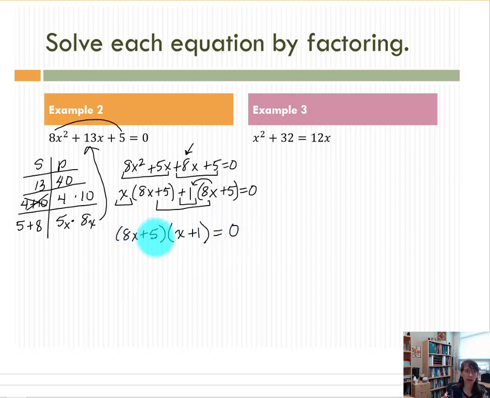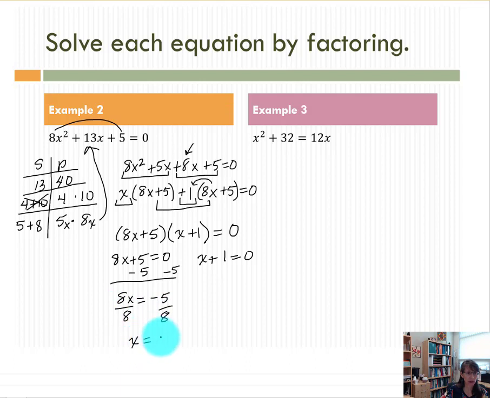So we have factoring on the left equal to 0 on the right. The zero factor property tells us to take each of these factors and set the factor equal to 0. In order to solve these new linear equations now, we use our properties of equality. So I'll subtract 5 to get 8x equals negative 5. Dividing by 8, I have my first x value as negative 5/8.